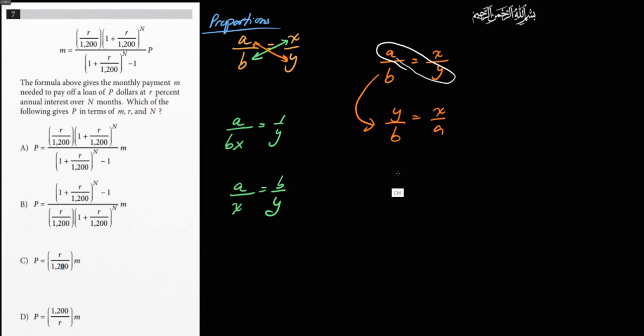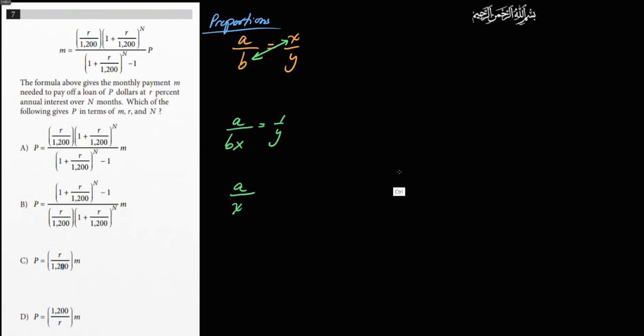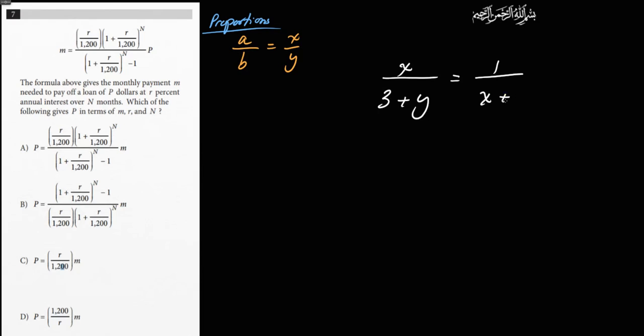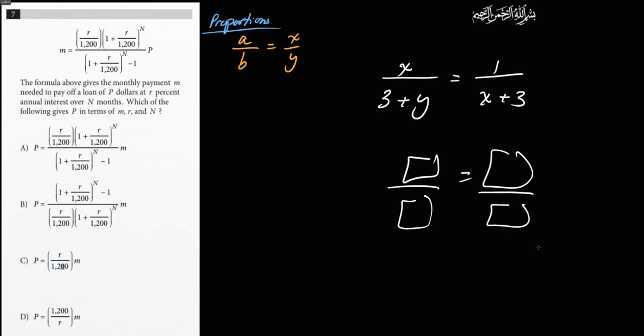All right, so you can only do that when you have proportions. For example, you can't do this if you have X over 3 plus Y equals 1 over X plus 3. You can't just take the X and put it over there. You have to take the whole thing. There's something attached, so this is not a proportion anymore. A proportion has to be something like this over this equals this over this, with nothing attached. This is still a proportion, but you have to swap the whole thing over here.